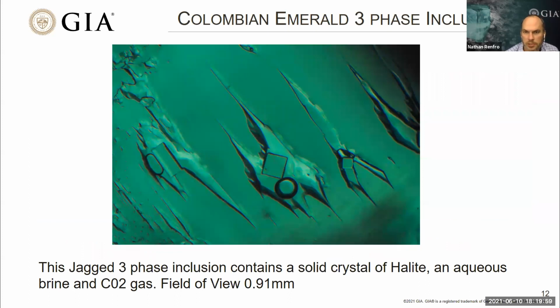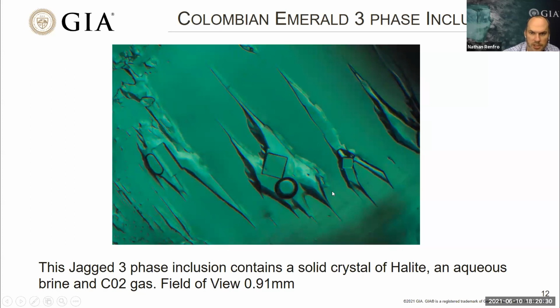So we look at inclusions, and this is what we would call a jagged three-phase fluid inclusion. The contents of this fluid inclusion are solid, these little blocky square inclusions. These are halite typically, sometimes sylvite, but a salt crystal. You have a vapor bubble here, typically that could be carbon dioxide. And then you have aqueous brine, which is the filling material around the bubble.